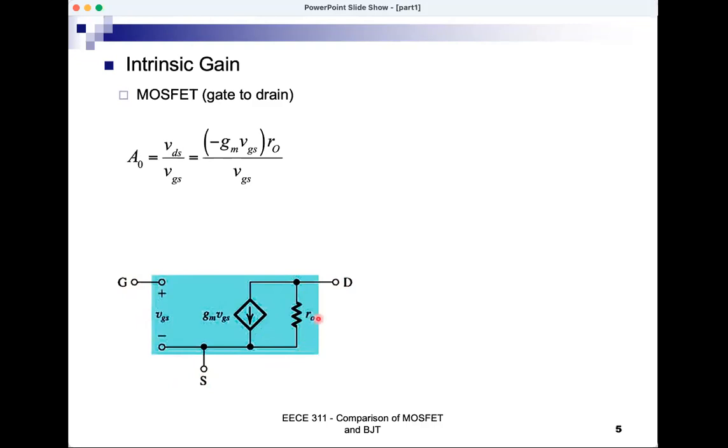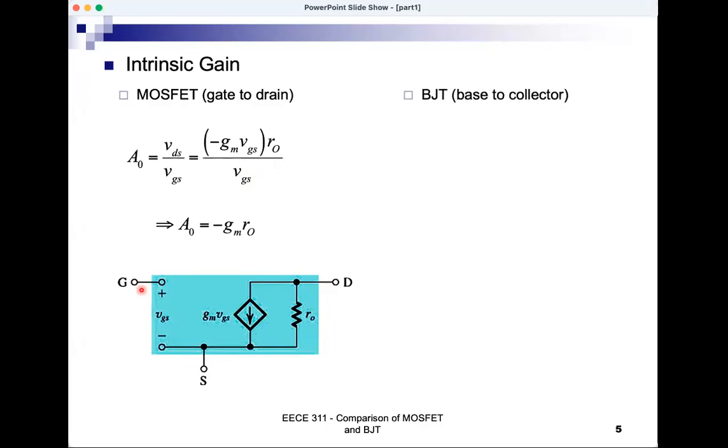If this is my circuit, then this current would be circulating here, and the current in RO would therefore be flowing up and equal to GM VGS. So VDS, with a plus here and a minus here, would be minus GM VGS times RO. So we have minus GM VGS times RO, divided by VGS, which is our input in this case. This means that the intrinsic gain is minus GM RO.